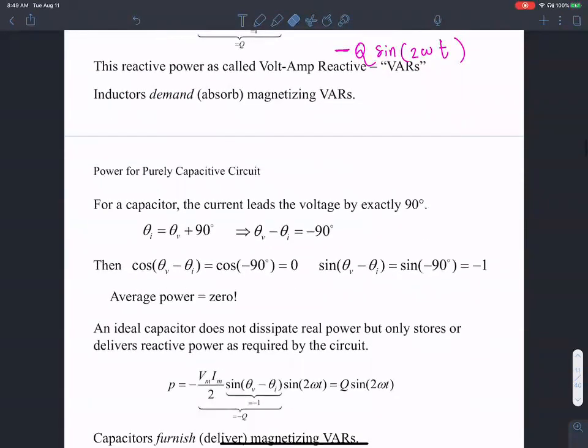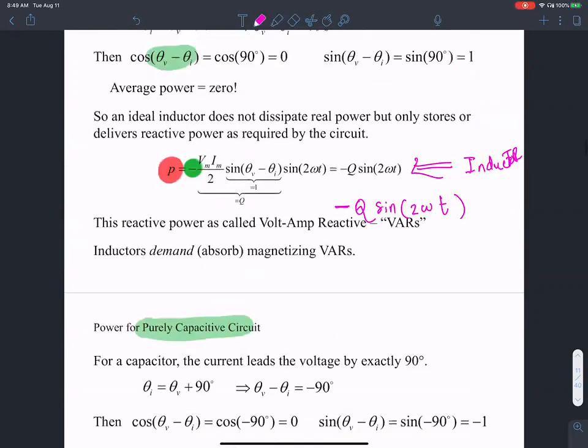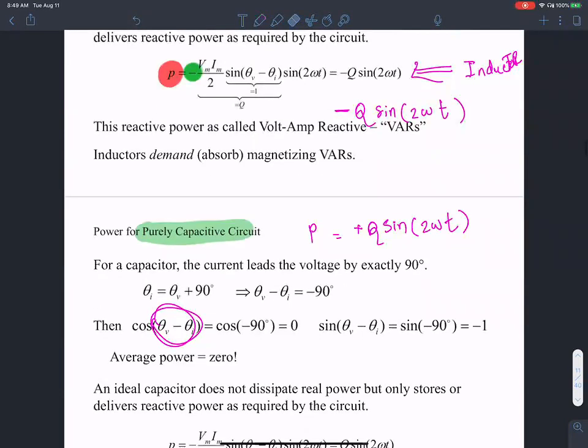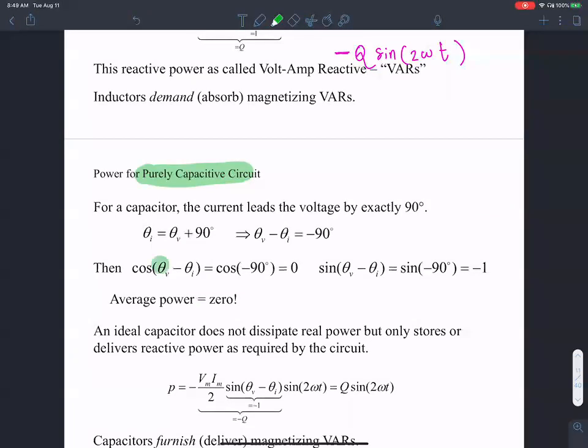Similarly, when you do the power for a purely capacitive circuit, you don't even have to do the math. You can pretty much guess that this is going to be positive Q sine 2 omega t, because all the cosine terms go to zero. Cosine of negative 90 is zero. Similarly, sine of negative 90 is negative 1.